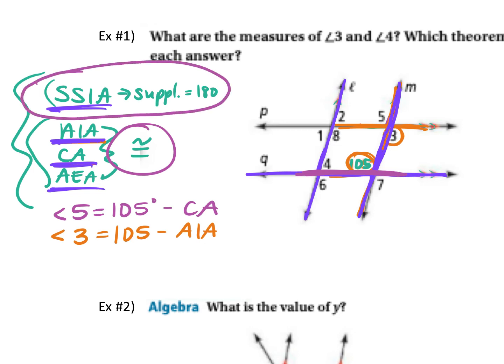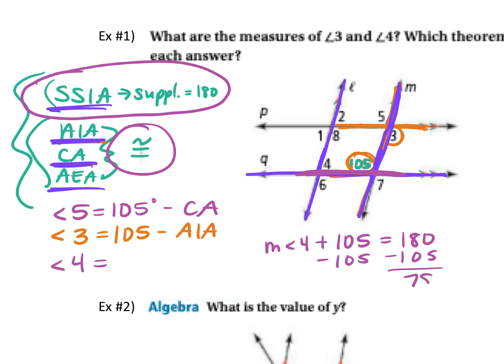They equal 180. So we would say the measure of angle 4 plus 105 should equal 180. So we're going to subtract that 105. So angle 4 is going to be 75 degrees. The reason for that is it is a same side interior with that 105.